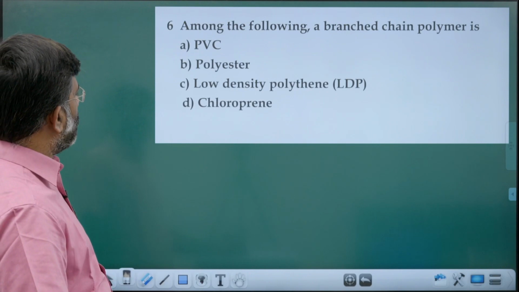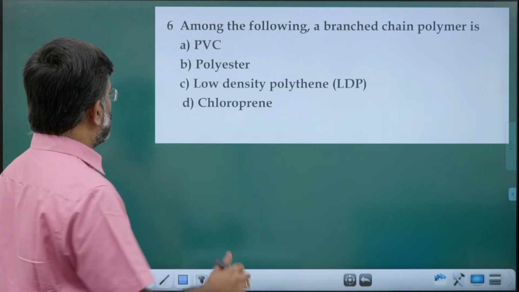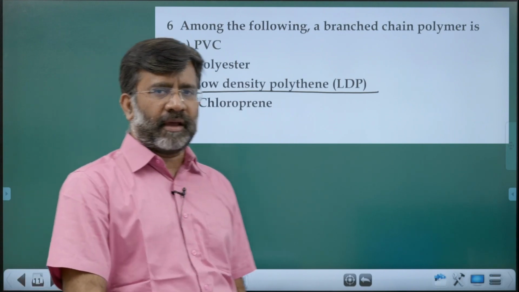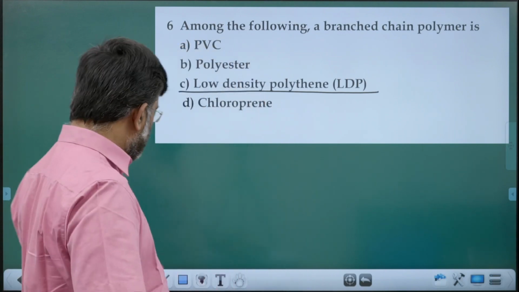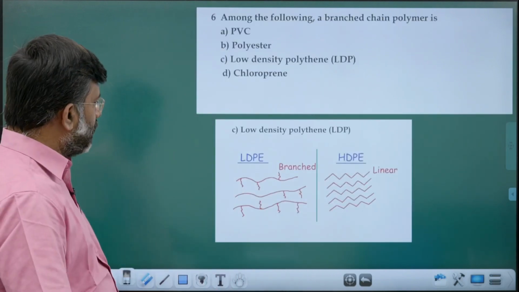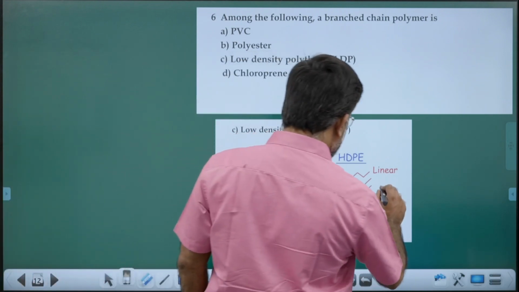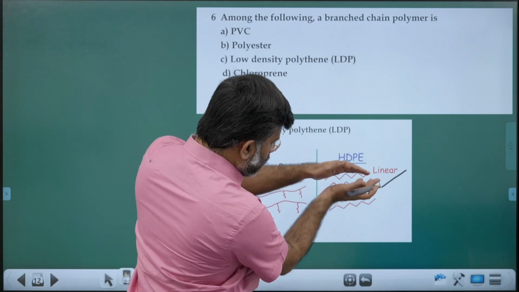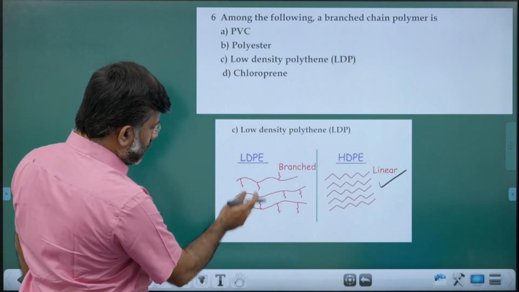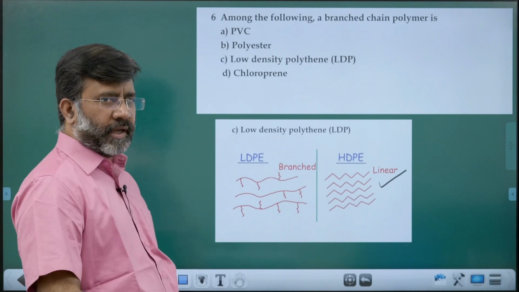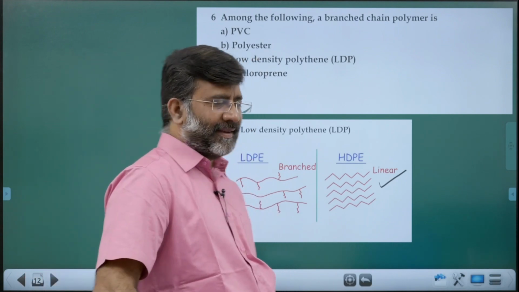Branched chain polymer is LDP. Option C, LDP is a branched chain polymer. You see, this is LDP and that is HDP. HDP is a linear molecular chain and they are closely packed, while in LDP there is a limitation for close packing as it has branching in it. Clear? Next one.